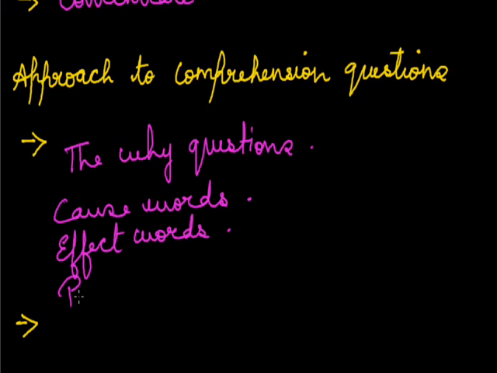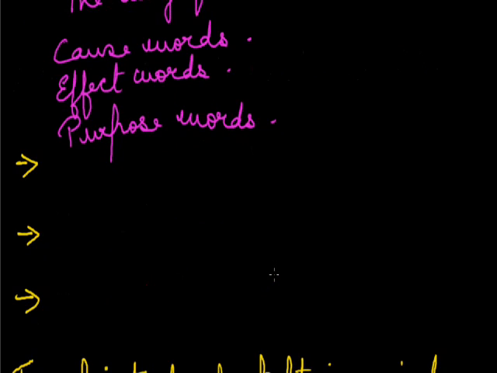And third is the purpose words. Purpose words indicate the reason for an event or an action. These include for, so that, so as to, in order that, for the purpose of, in order to, etc.